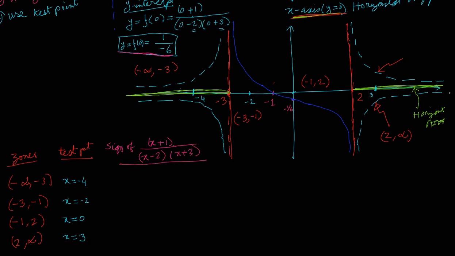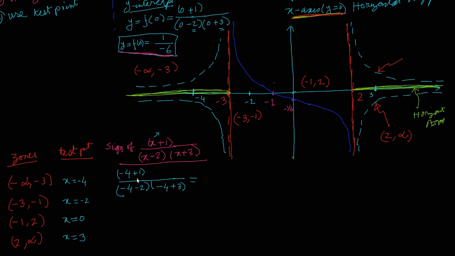All right, so let's start with x equal to negative 4. What happens? In this case, x will be negative 4. So negative 4 plus 1, let me write it down. On the denominator, again negative 4 minus 2, and then negative 4 plus 3.